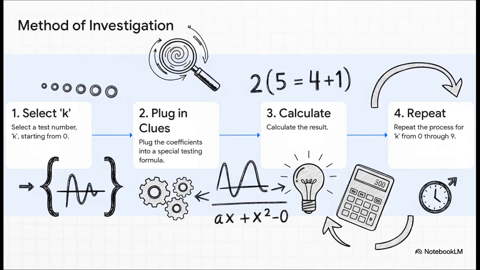And this is our method of investigation. It's a really simple 4-step process. First, we're going to pick a test number k, starting with 0. Then, we plug our coefficients into a special formula that's designed to test the underlying structure of the polynomial. Think of it like a forensic test, something that reveals a hidden property. We'll calculate the result, and then we'll just repeat the process. This methodical approach is about to reveal everything.